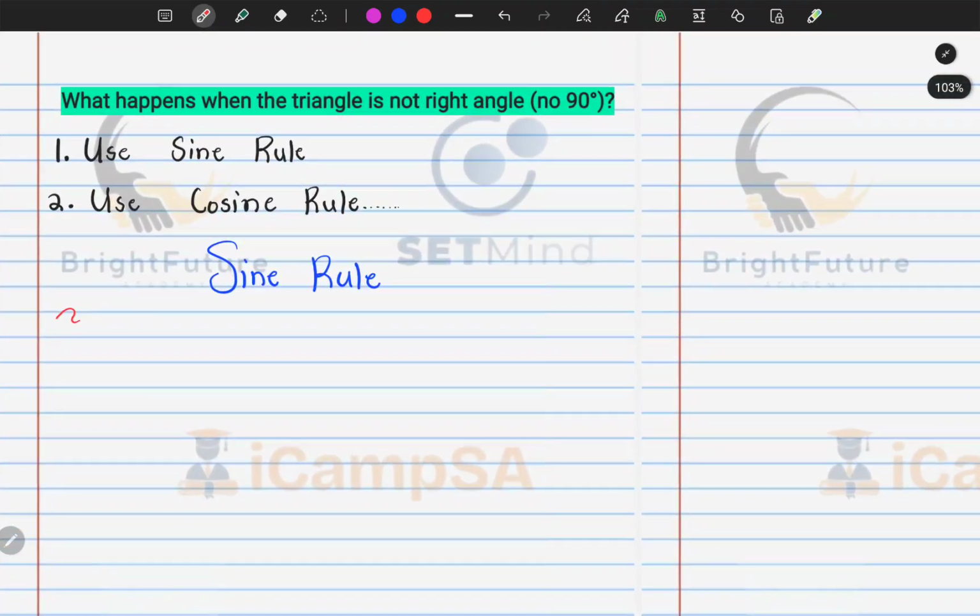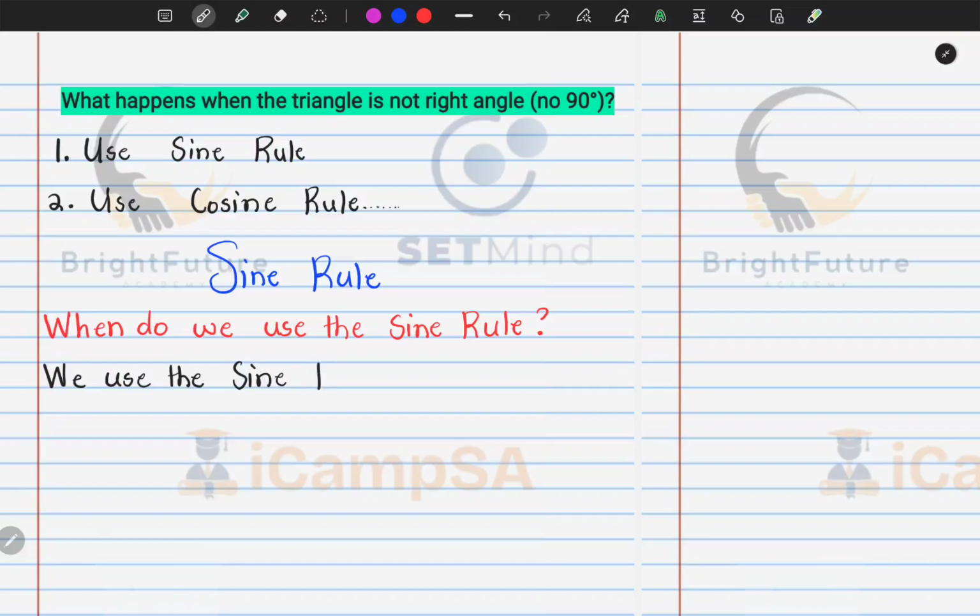And the most important question we need to ask ourselves is, when do we use it? The answer to this question is in two parts. We'll use the sine rule in two conditions. We'll use it either when we are given two angles and one side. That is when we are going to use the sine rule.